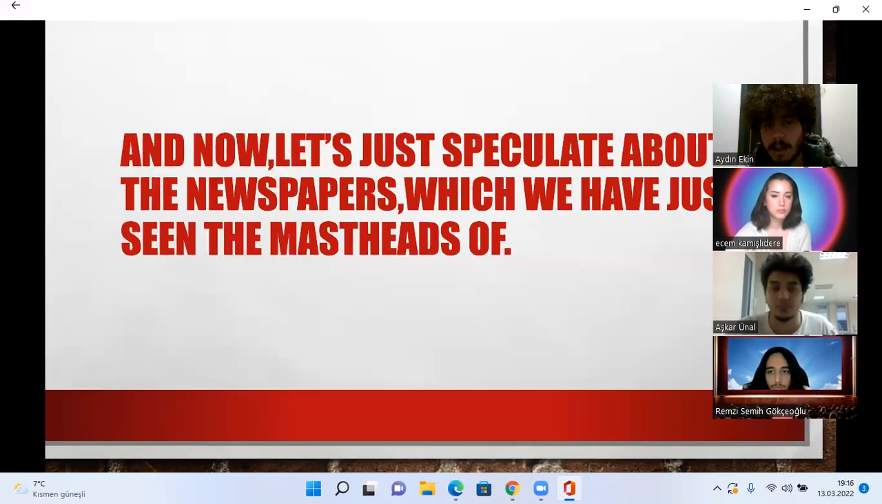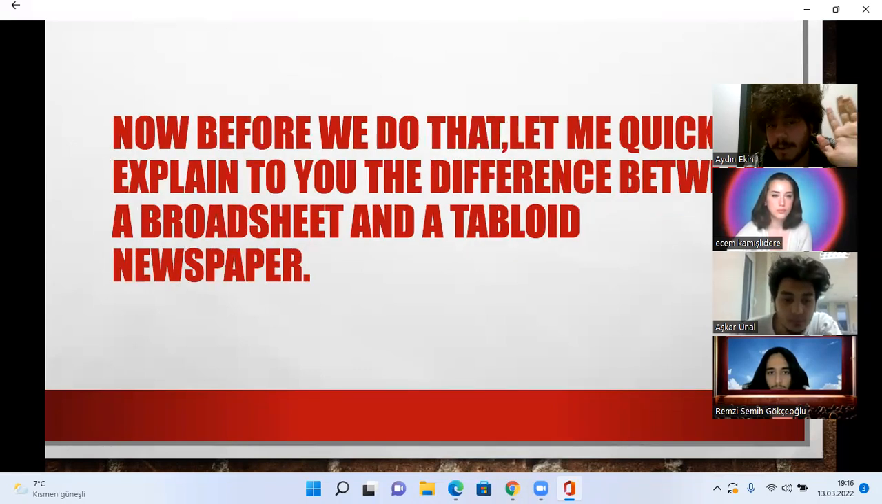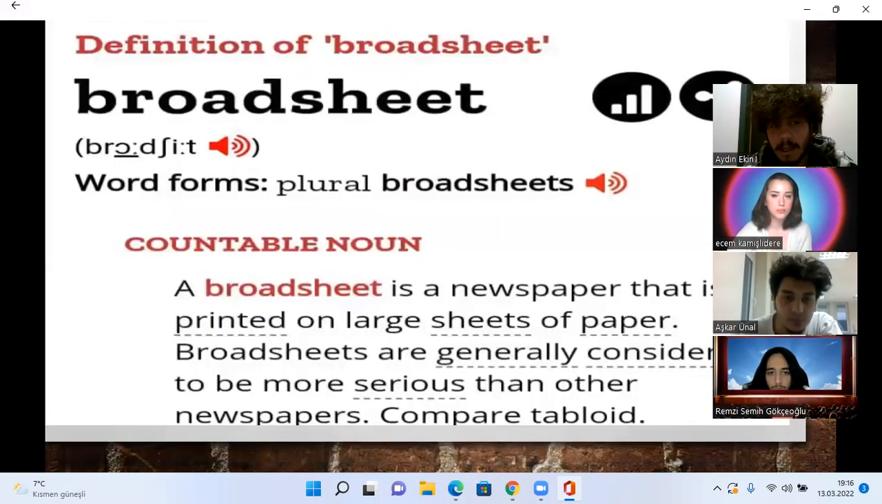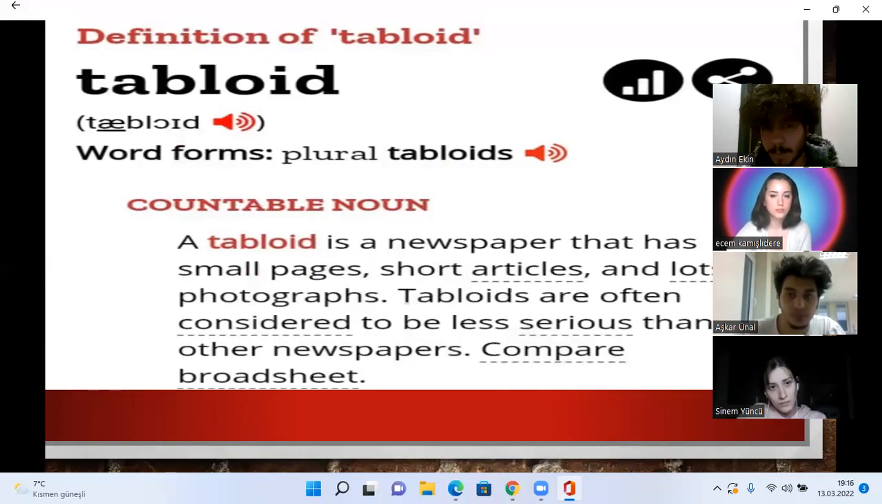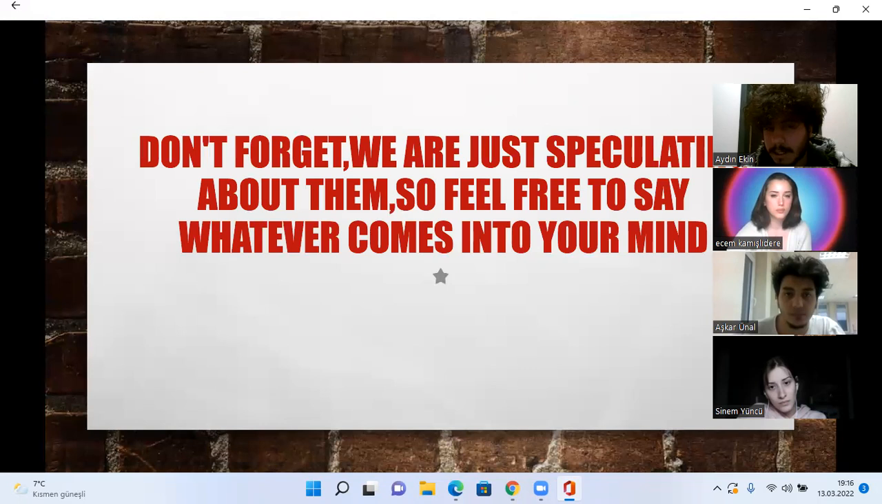Okay. And now I want you to speculate about the newspapers, which we have just seen the mastheads of. And before we do that, let me quickly explain to you the difference between a broadsheet and a tabloid newspaper. So a broadsheet newspaper is a newspaper that is printed on large sheets of paper, and they're generally considered to be more serious than other newspapers. And on the other hand, a tabloid is a newspaper that has small pages, short articles, and lots of photographs, and they're considered to be less serious than other newspapers. And don't forget, we're just speculating, so feel free to say whatever comes into your mind.